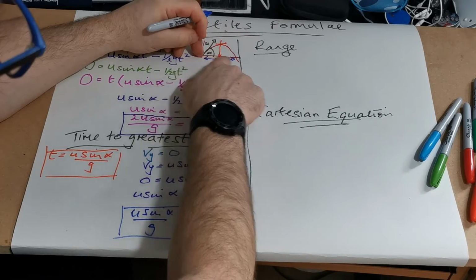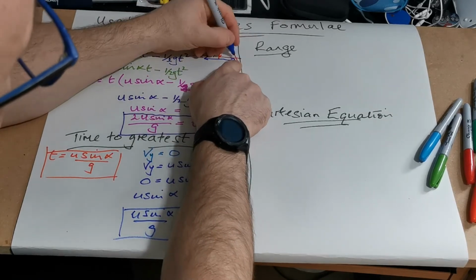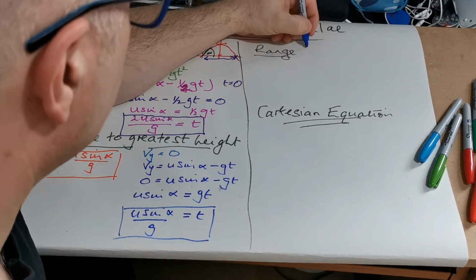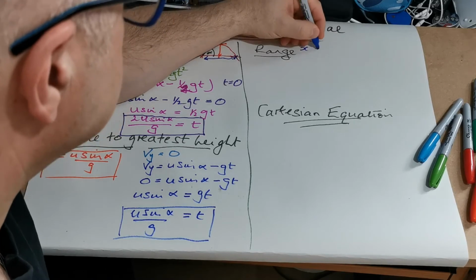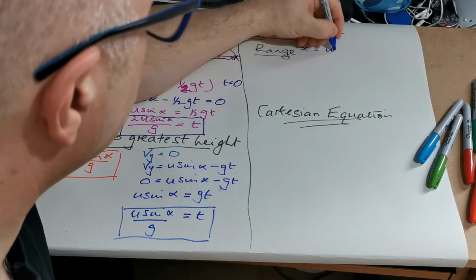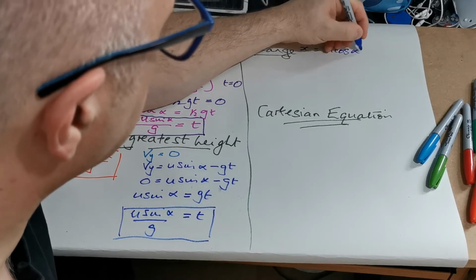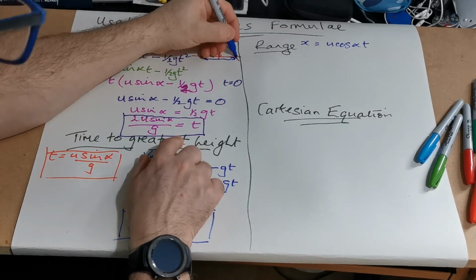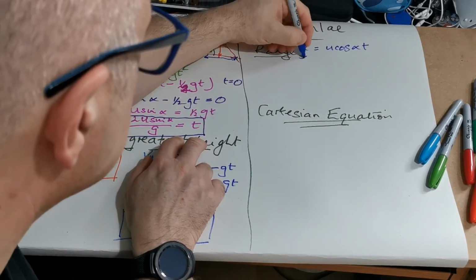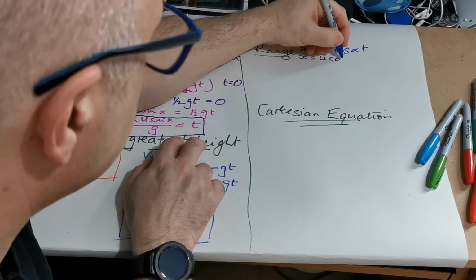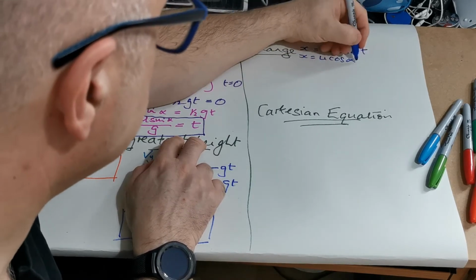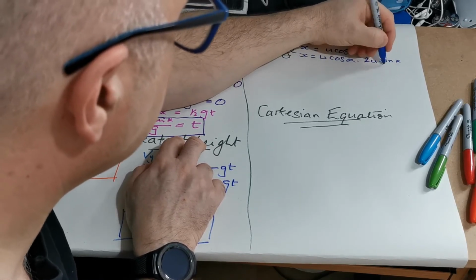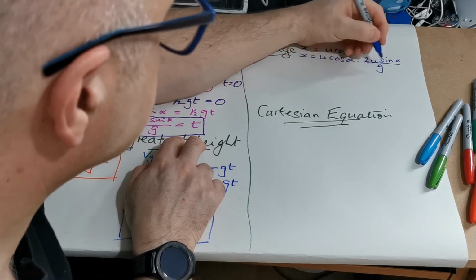So we're looking at what's happening from time 0 to time T at this point here, and that's really interesting. So when we think about our movement of x is equal to u cos alpha t. Now if I know that my t at this point is this formula here, I can say x is equal to u cos alpha times 2u sine alpha over g.